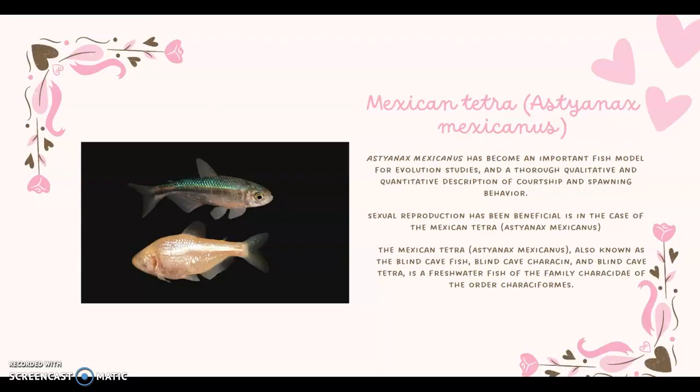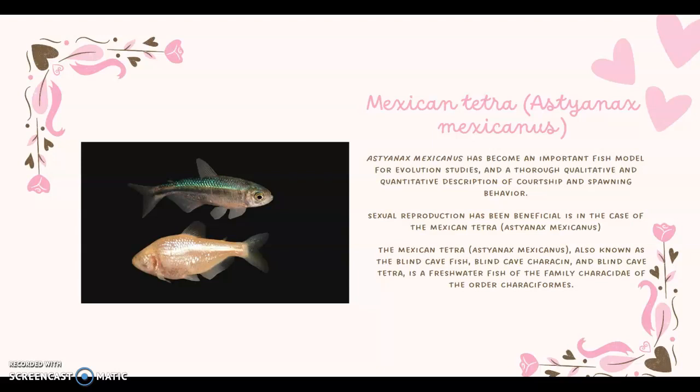One example where sexual reproduction has been beneficial is in the case of the Mexican tetra. This fish species has adapted to living in two different kinds of habitats, rivers and caves. The river-dwelling fish have eyes and are able to see their surroundings, while the cave-dwelling fish have lost their eyes due to the lack of light.